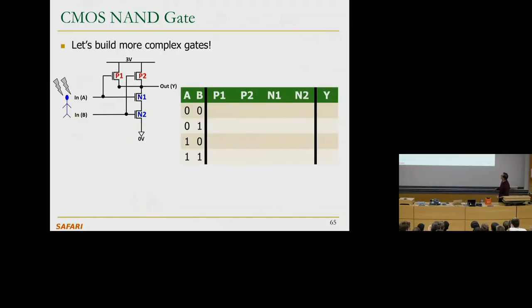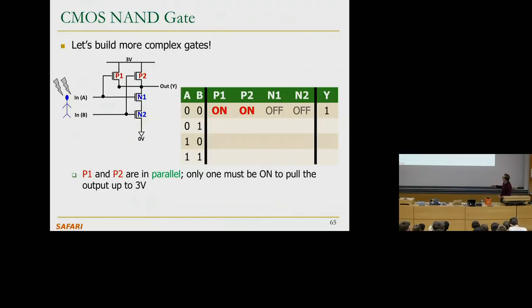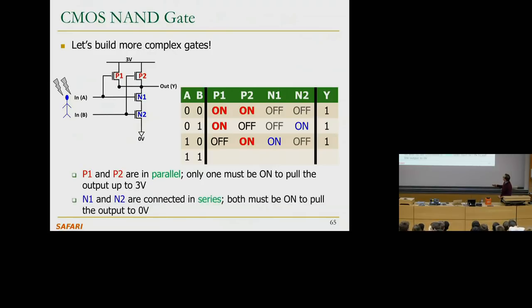We will see. So basically, P1 and P2 are in parallel. Only one must be on to pull the output up to 3 volts. So in all cases where either P1 or P2 is turned on, meaning that either A or B is 0, you get a 1 at the end. And the only case you get a 0 is when both A and B are 1.